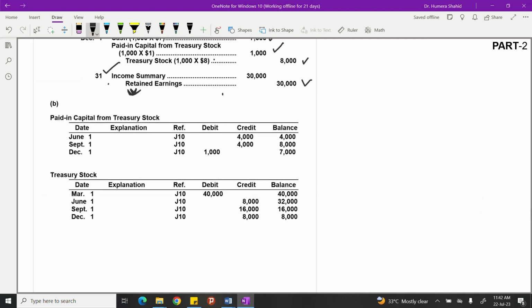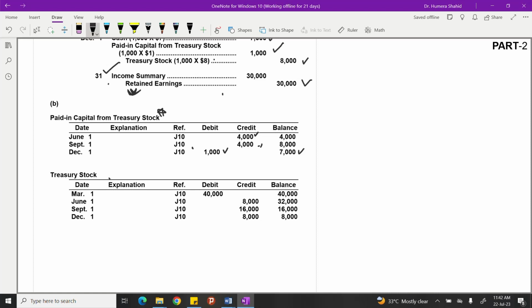So I'm using them. Firstly, I'm opening the paid in capital from treasury stock account. The first sale and second sale, which were on June 1st and September 1st, have credited my paid in capital from treasury stock account, and the December 1st entry has debited it. So ending balance is 7,000. The treasury stock account was not there.